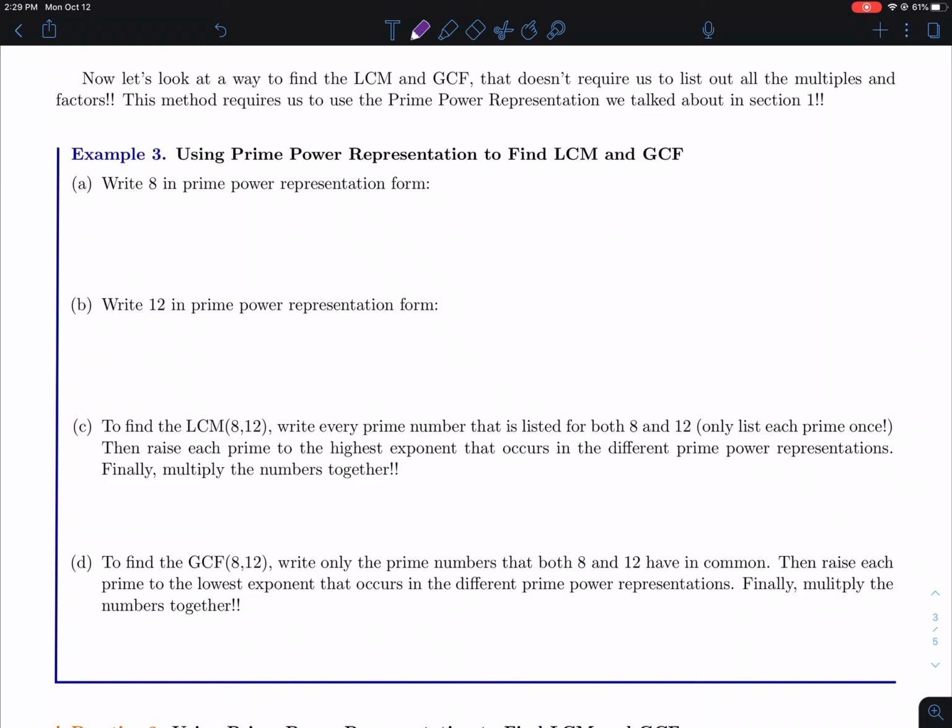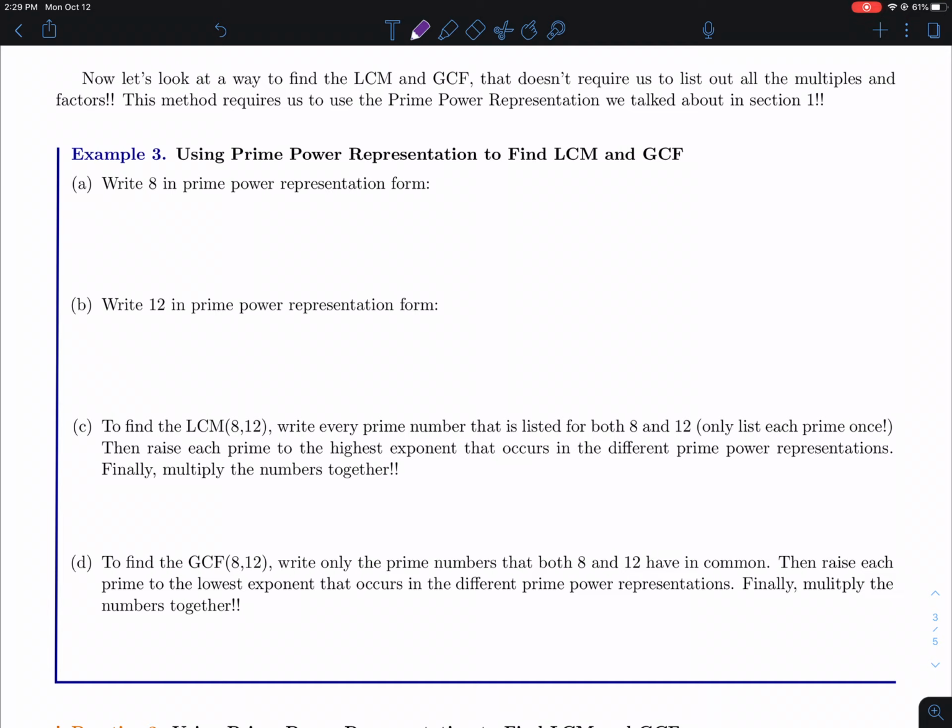All right, so hopefully everybody did a good job with greatest common factor. So now what we're going to do is do this in a slightly different way. I'm going to try to find the least common multiple and the greatest common factor of 8 and 12. And I'm going to follow the rules that we have down here. And then when you guys practice, you'll do the same thing.